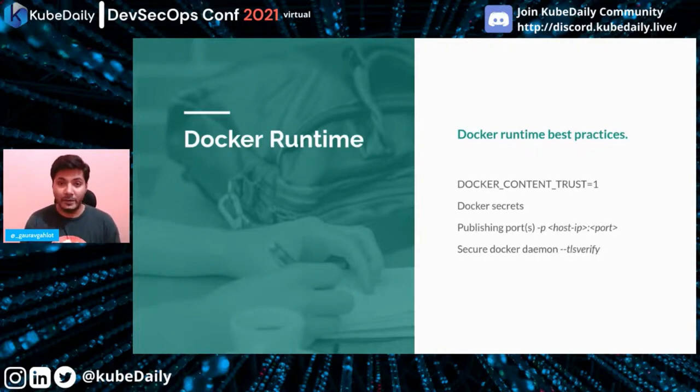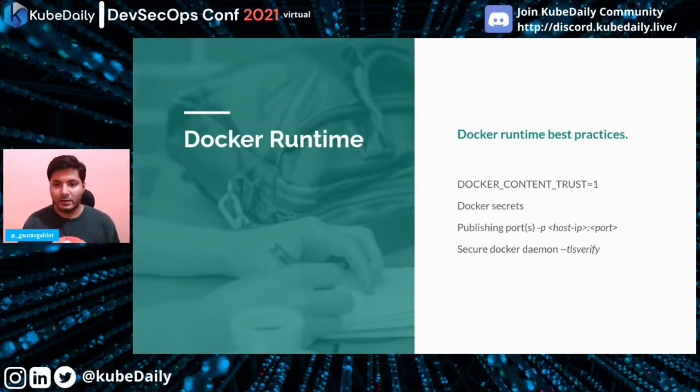Instead, what you should be doing is having TLS verification on, which makes sure that your Docker daemon is not exposed over HTTP. Instead, any client sending requests to your Docker is going to be providing certificates that are signed by the CA. And that way, your runtime, your Docker daemon, is secure.